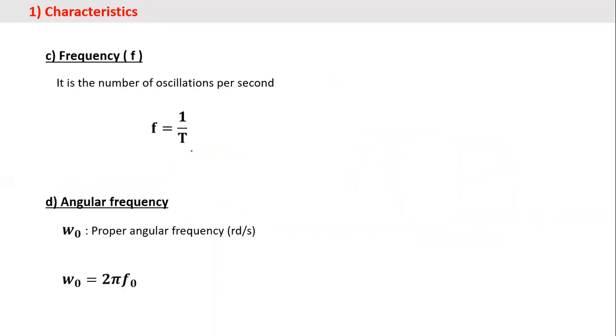Now, the frequency is the number of oscillations per second. So if I want to write it as a formula, the frequency equals the number of oscillations per second. And we already said that the period is the time needed for a certain number of oscillations. Then we notice that the frequency is the inverse of the period, so we can say the frequency equals 1 over T. T is in seconds, and the frequency is in hertz.